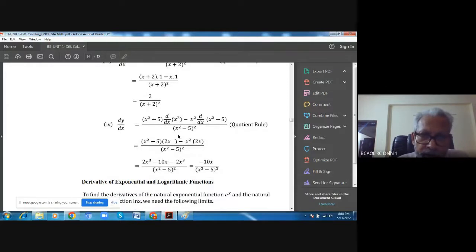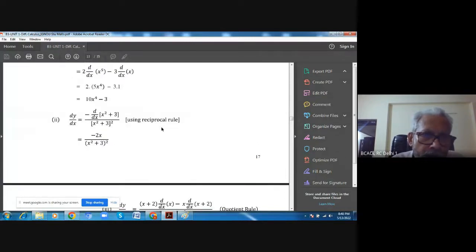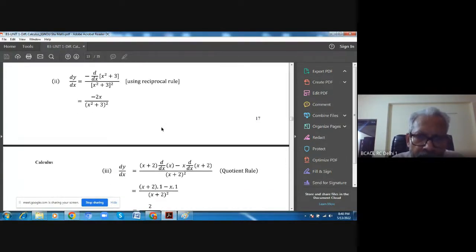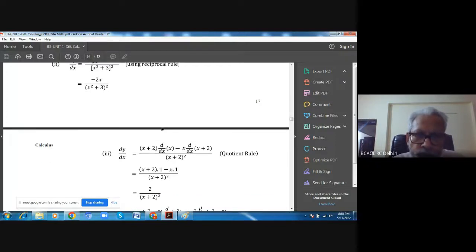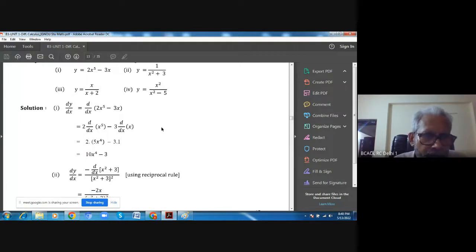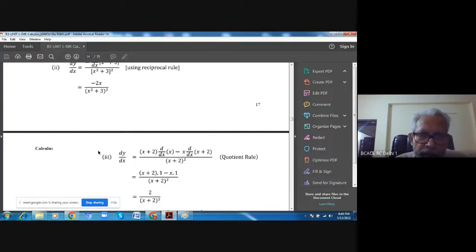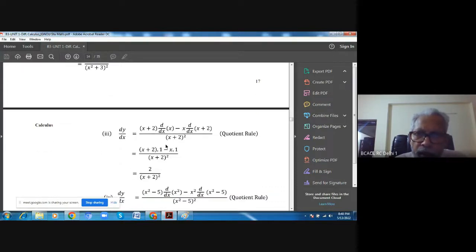Another example is this, dy dx. Another rule is the quotient rule. There are so many that I have to discuss. That's okay. Here I have discussed. Now this one, you see, is the reciprocal type, so you have to apply this thing. And in this case, it is the quotient rule.